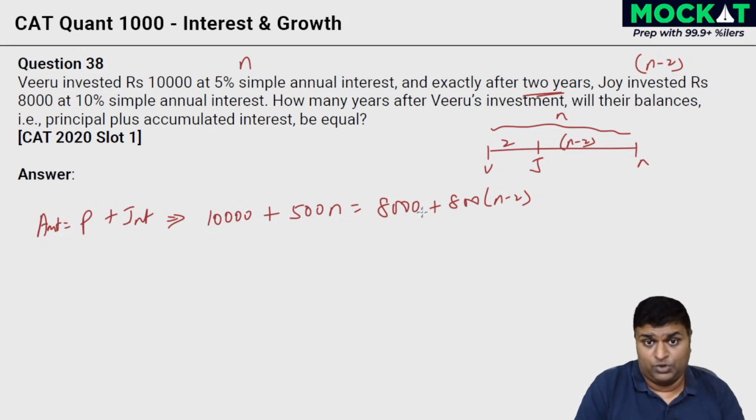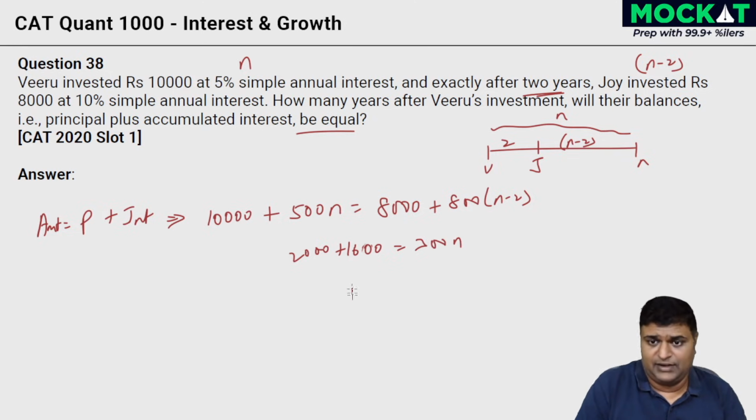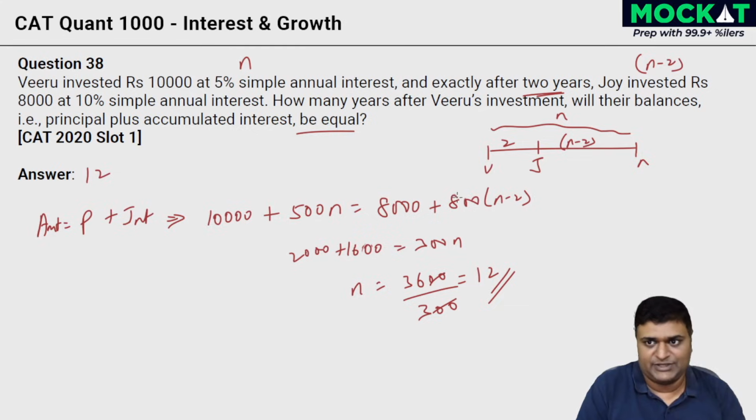Now these two amounts should be equal. That's what is given over here. Just put an equal to symbol, one variable. Simplify, right? It's quite simple now. 2,000, and then you have a minus 1,600, which when it comes here becomes plus 1,600 equals. We have a 500n coming here, becomes 300n. N equals 3,600 by 300. 36 by 3 comes to 12. 12 is the answer for this question.